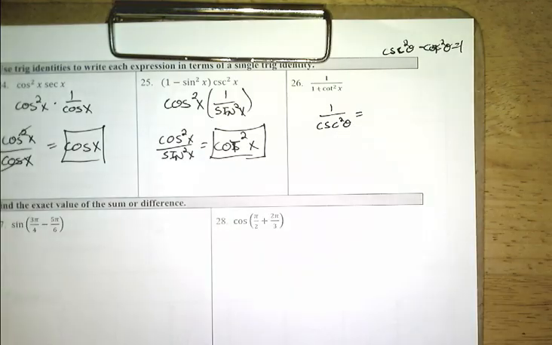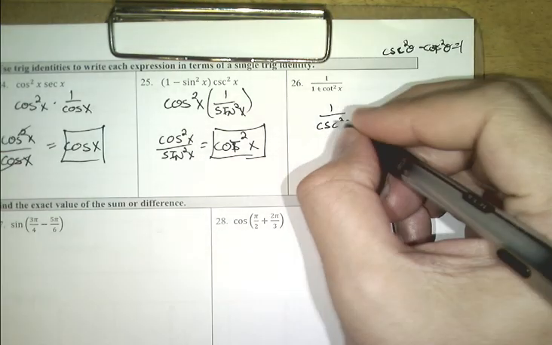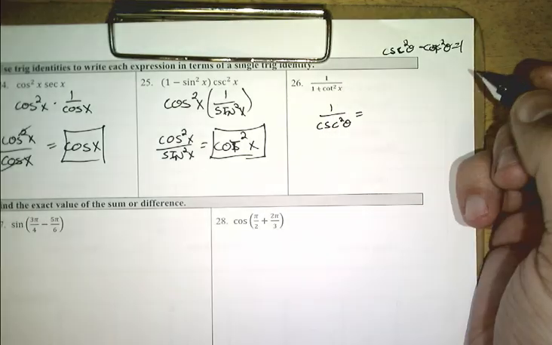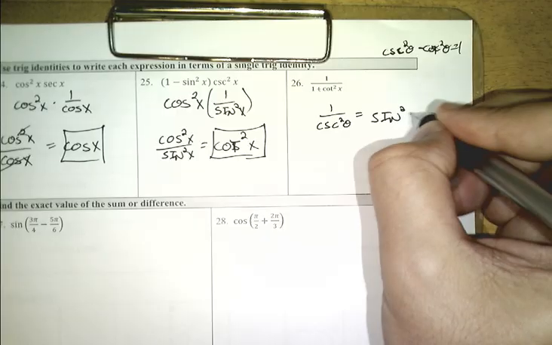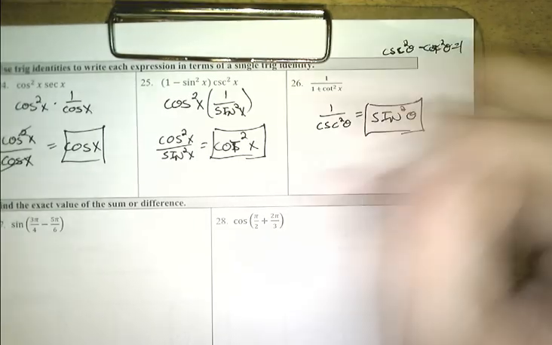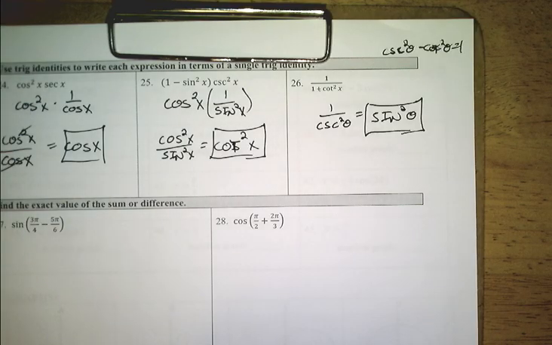And then 1 over cosecant is the reciprocal, so 1 over cosecant squared theta makes it sine squared theta. There we go.